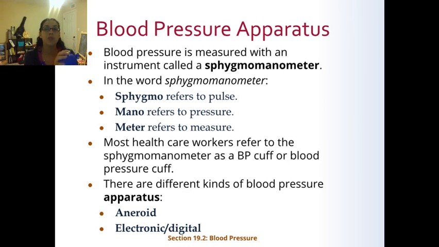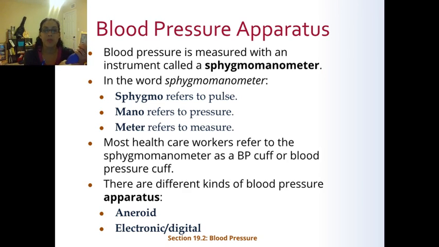All right, so the blood pressure apparatus. How do we measure this amount of force? It is measured with an instrument called a sphygmomanometer. Sphygmo means pulse. Mano means pressure. Meter refers to the measure. Most healthcare workers refer to the sphygmomanometer as a BP cuff or a blood pressure cuff. We don't run around the hospital saying, "Give me the sphygmomanometer." We yell, "Get me the BP cuff."